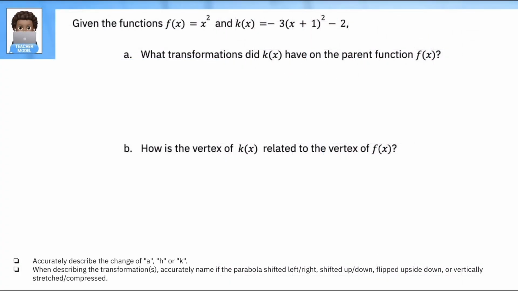All right, let's try one on your own. Let's talk about all the different transformations given the function f of x, f equals x squared. So that's our base. And now we have k of x is equal to -3 times (x plus 1) squared minus 2. List all the transformations on k from the original function, and then talk about what the vertex of k of x is in relation to the vertex of f of x. Hit pause and jot down your answers into your notes.